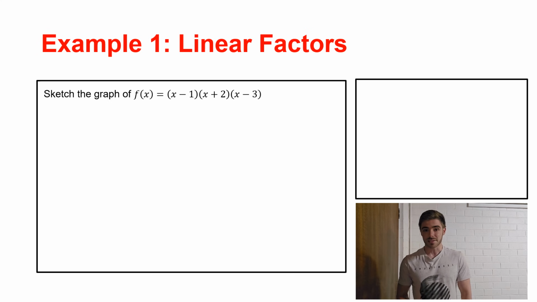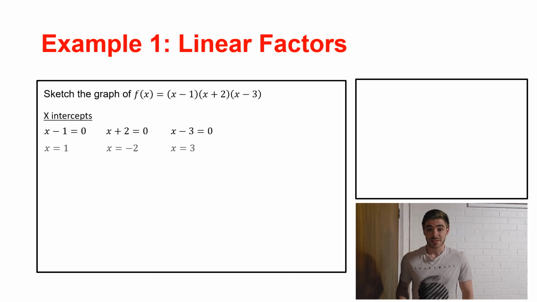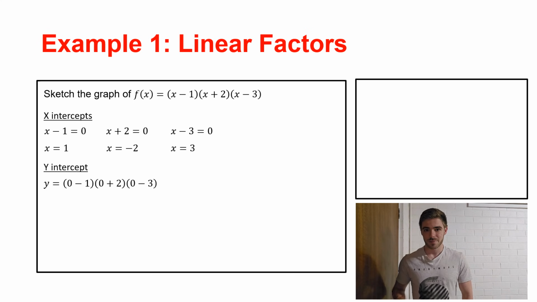If your cubic has linear terms, then those linear terms are x-axis intercepts, and you solve those through null factor law. In this case, we have 3 linear terms, so we have 3 unique solutions. When it comes to the y-intercept, you're solving that like you always have, by subbing in x equals 0. And in this case, that gives you y equals 6.